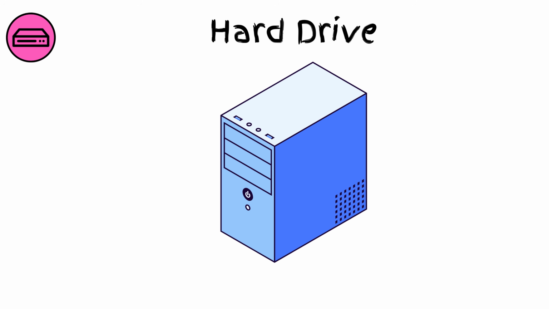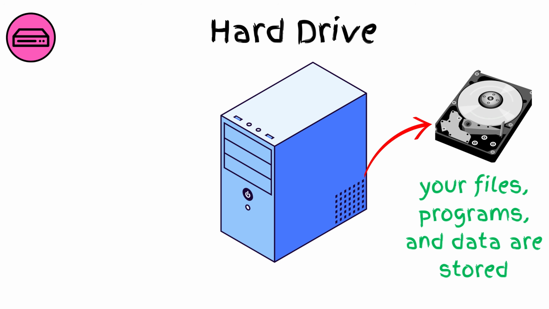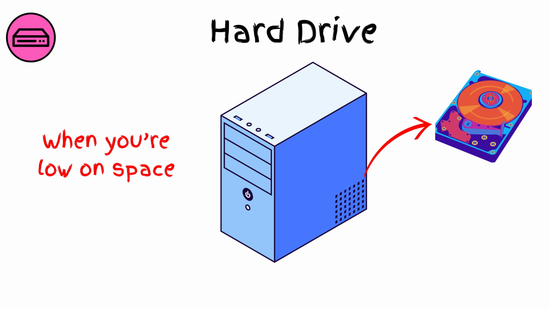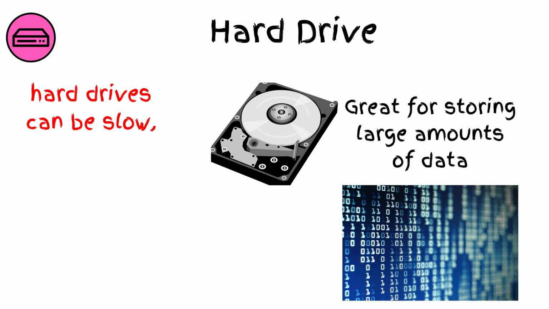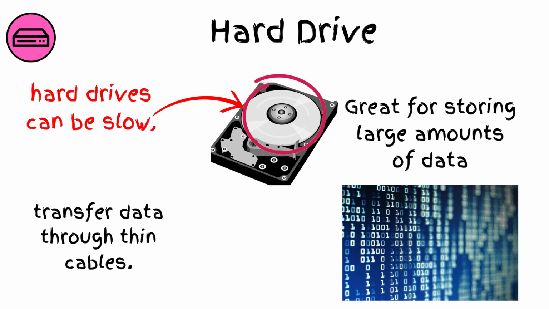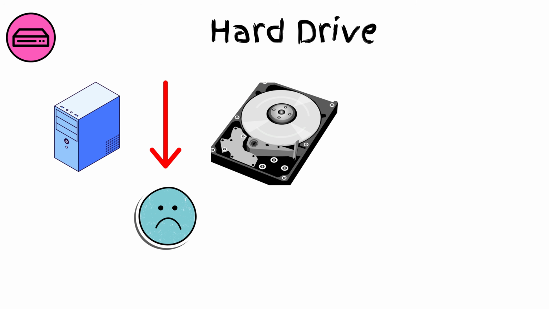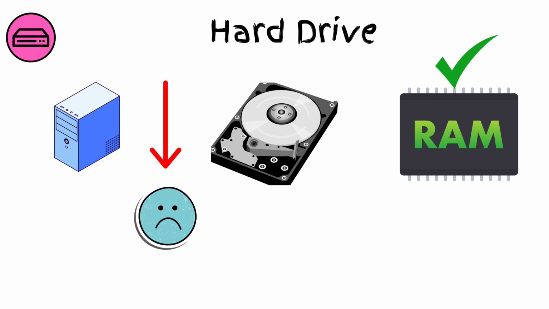Hard drive. Your hard drive is where all of your files, programs, and data are stored. When you're low on space, it means your hard drive is nearing its capacity. While great for storing large amounts of data, hard drives can be slow, especially since many rely on spinning disks and transfer data through thin cables. This can slow down communication with the CPU, which is why RAM is often used to bridge the gap.